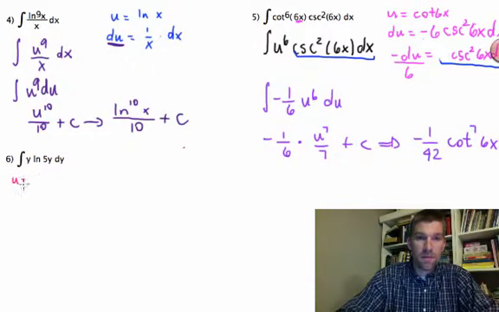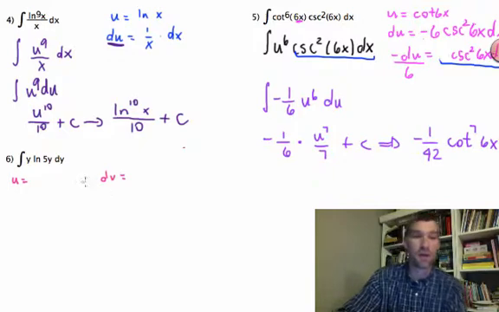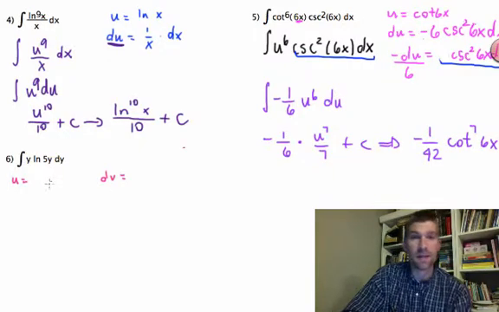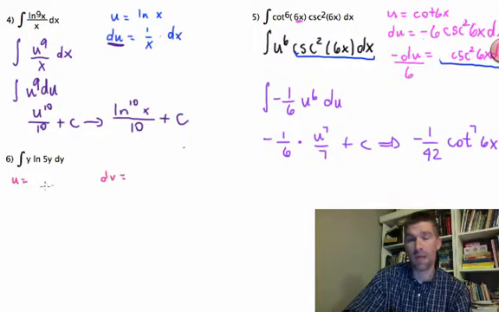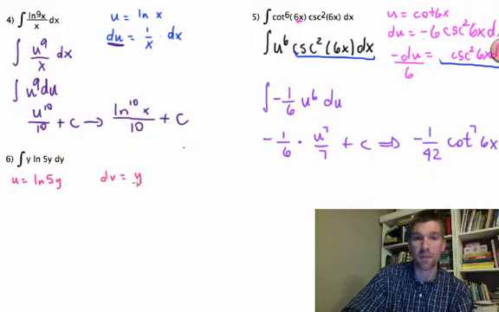equal one thing, and we're going to let dv equal another, and then we're going to do our integration by parts. In this case, we want to let the natural log be u whenever we can, because it differentiates pretty easily. So we're going to let u equal the natural log of 5y. That means that dv is going to be y dy.